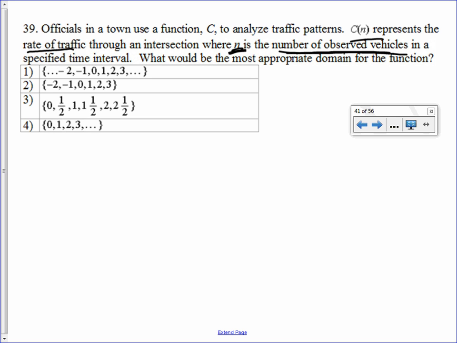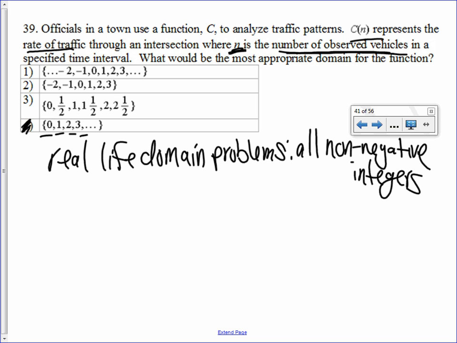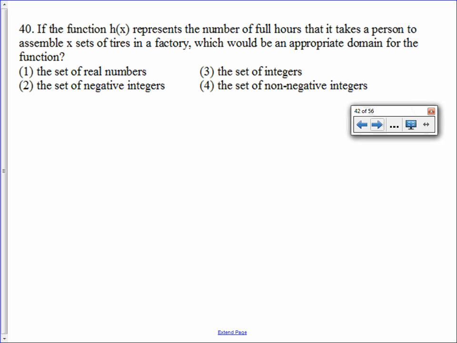If you're counting vehicles that are passing through, you would start at 0, and then you go to 1, 2, 3. And the key understanding for these real-life domain problems is that your answer is almost always all non-negative integers. If you're counting something, you're starting at 0, if nothing comes, and then you go to 1, 2, 3, etc.